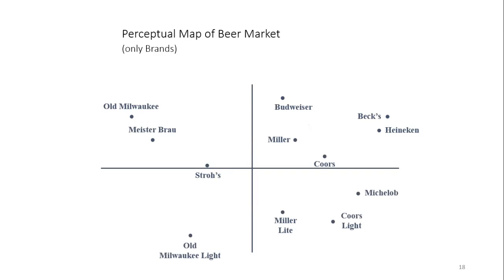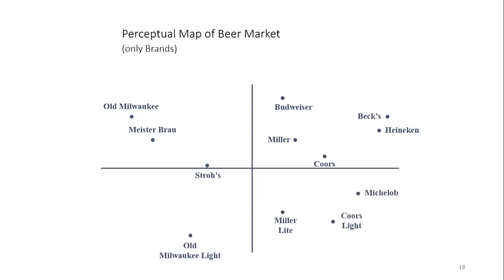And this is for beer, right? So what I'm doing here is I'm putting into a diagram the positioning of 12 brands, right? So I have 12 brands of beer, and this is how people perceive them in the marketplace. So you can see there are some beers that are close to each other. There are beers that are far away from each other.